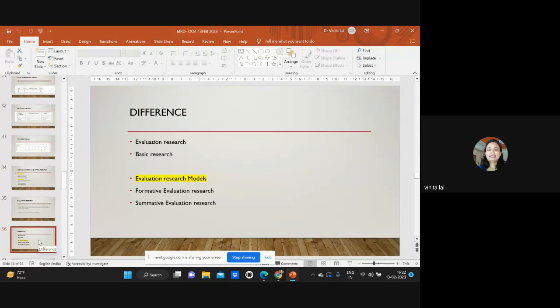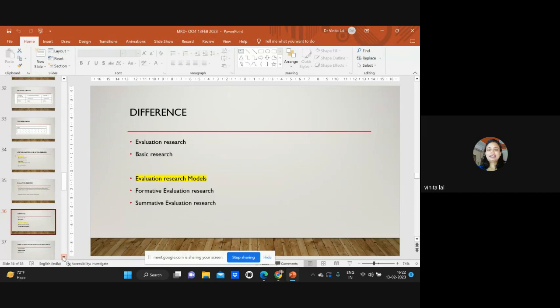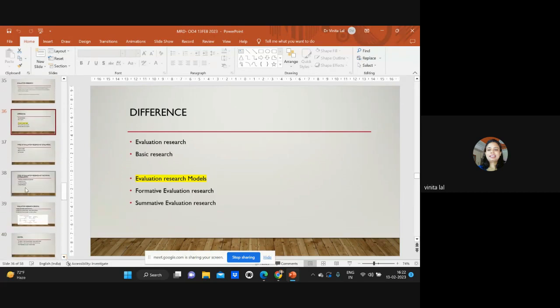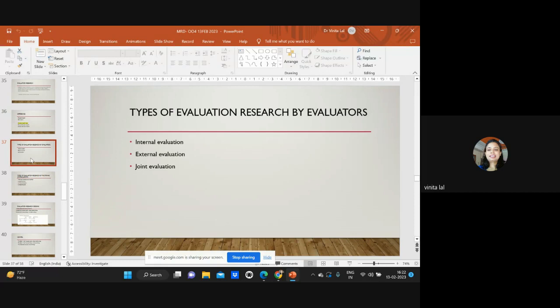Now come to the next slide. Types of evaluation research: internal, external, and joint evaluation. Internal means the personnel and the executive of the agency and the group participate, and it is a very continuous process which is done at various points and with respect to various aspects of programs. This is an approach to program or project administration that involves fairly continuous self-evaluation by the principal, by the director, and participants.